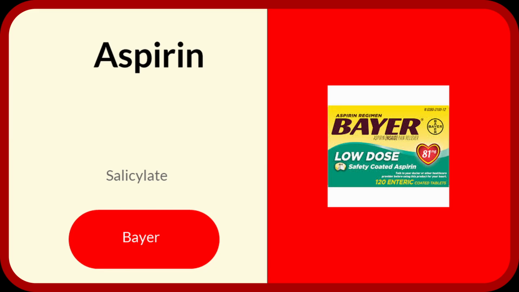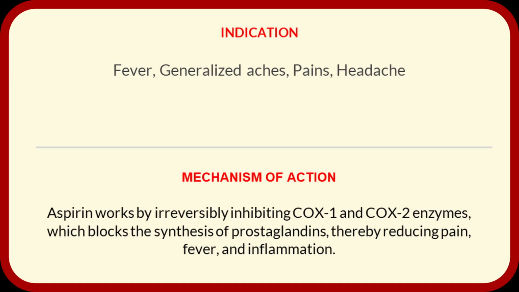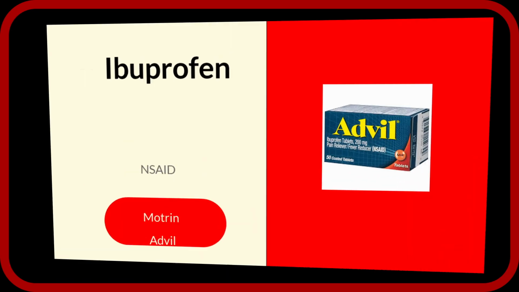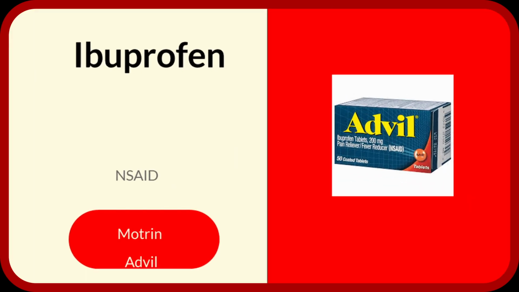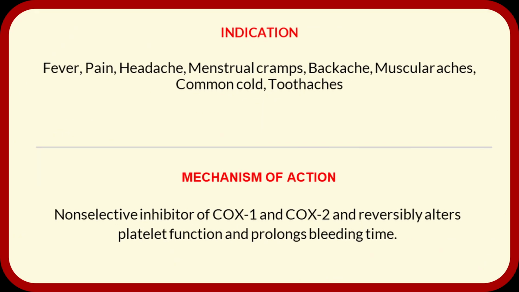Aspirin, which has a common brand name of Bayer, is used for fever, generalized aches, pains, and headache. Aspirin works by irreversibly inhibiting COX-1 and COX-2 enzymes, which blocks the synthesis of prostaglandins, thereby reducing pain, fever, and inflammation.